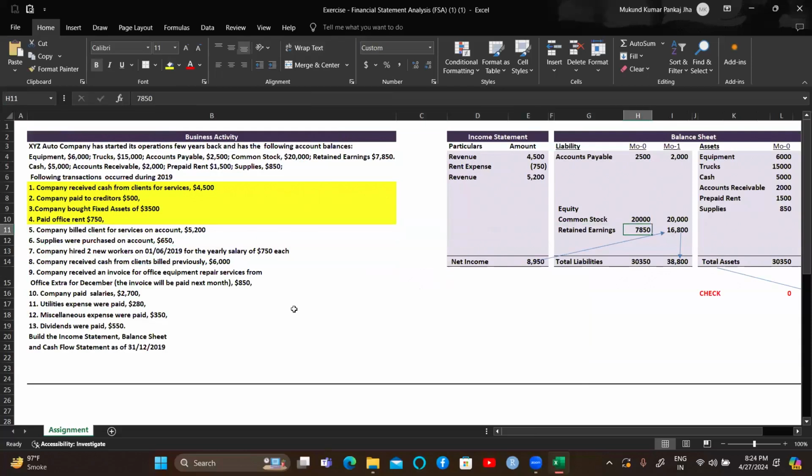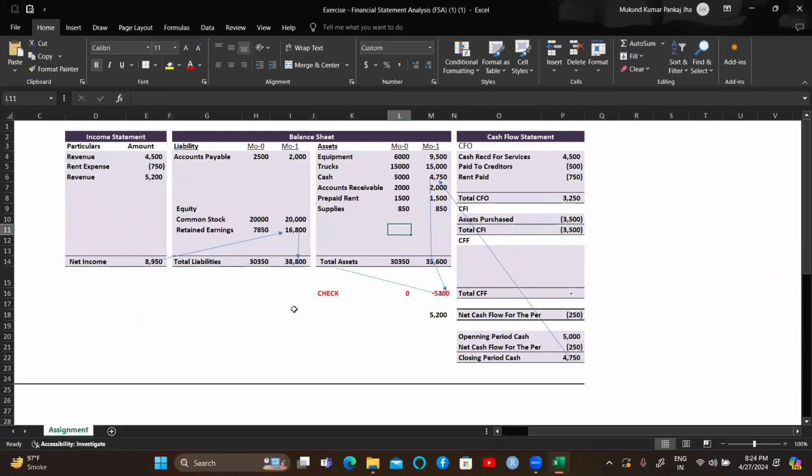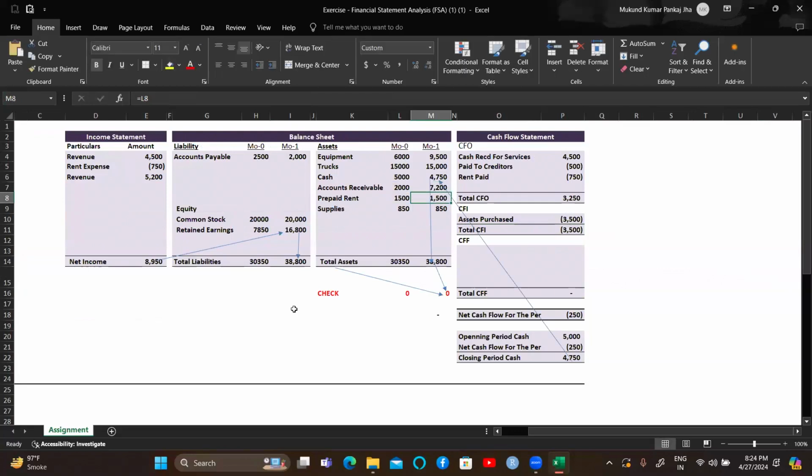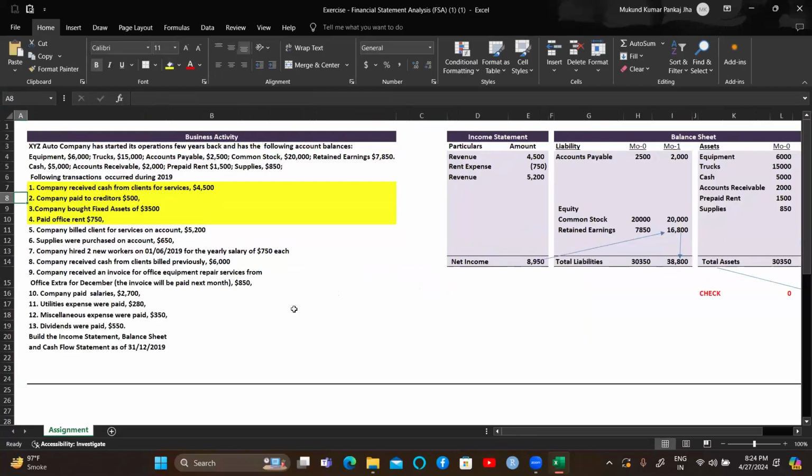Company billed clients for 5,200 on account. It means that 5,200 worth of services has been provided, but it is on account. So my accounts receivable will increase with 5,200. Okay. Are you guys done? Everyone? Are you guys clear till here?